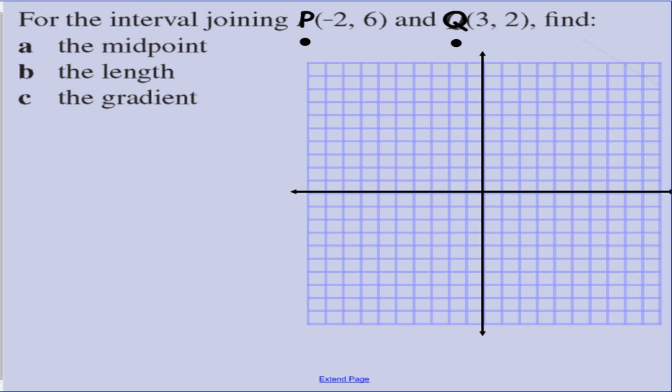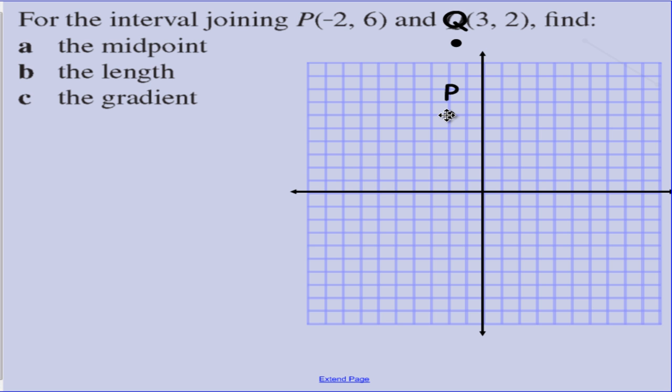For the interval joining the point P, which is (-2, 6), and the point Q, which is (3, 2), find all of the midpoint, the length, and the gradient of that interval. So, (-2, 6). Our graph doesn't have any lines on it, so we need to go back, start at the origin, go back 2 on the x and up 6. There is our point P.